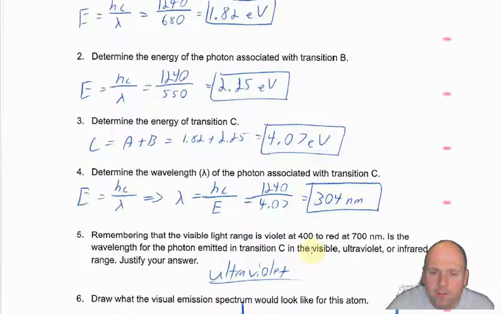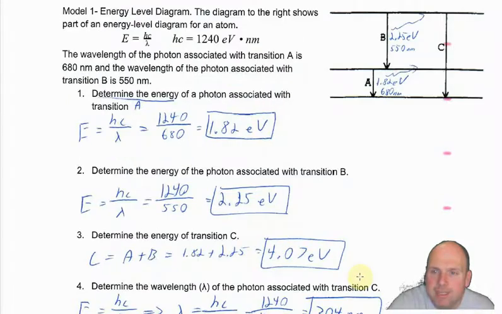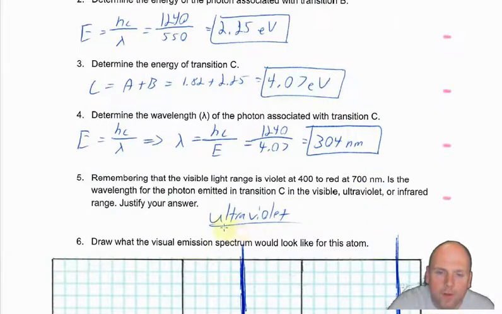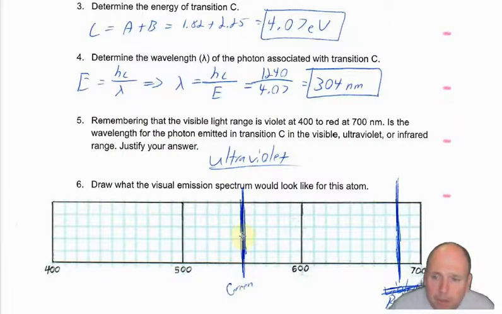Well, next question gets to that. Remembering that visible light is violet at 400 to red at 700 is the wavelength for the photon in the visible spectrum. Well, no. It's 304 nanometers, which is smaller than 400 violet. It's actually in the ultraviolet range. We wouldn't see the electromagnetic wave produced by transition C. I'm only going to see a spot at A and B. So ultraviolet.